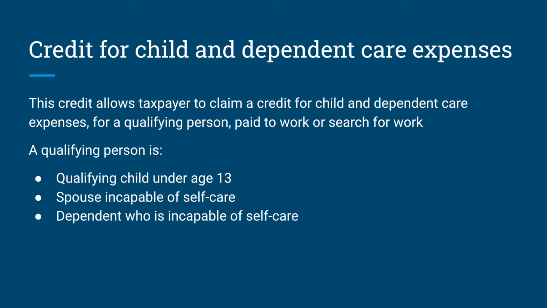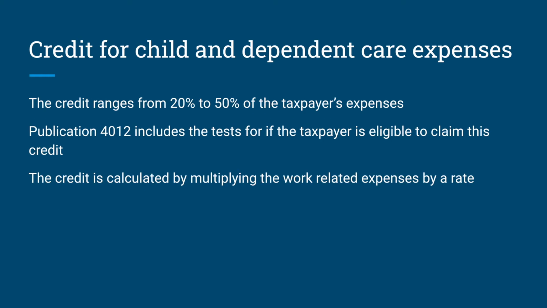And so a qualifying person for this credit is a qualifying child under the age of 13, or a spouse that is incapable of self-care, or a dependent who is incapable of self-care. And so if they paid child or dependent care expenses while they were going to work or searching for work, and their qualifying person meets any of those three criteria, then they will likely be able to claim a credit for child and dependent care expenses.